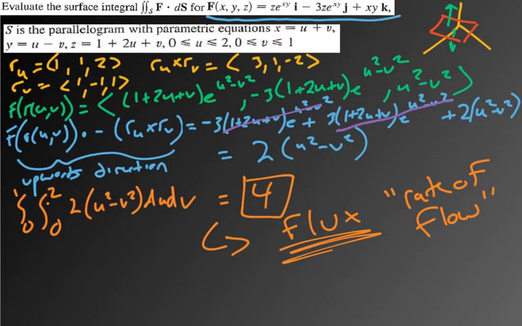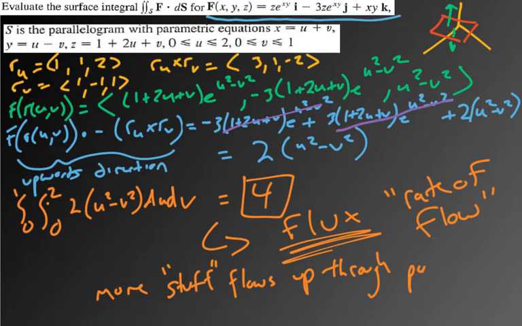And the idea is basically there is a positive amount of stuff passing up through the parallelogram, okay? If we had gotten a negative, it would just mean there's more stuff going down through it because we were computing the change in the forward direction, and we got a positive number, so there is basically more stuff flowing, more stuff flows up through the parallelogram. Okay.